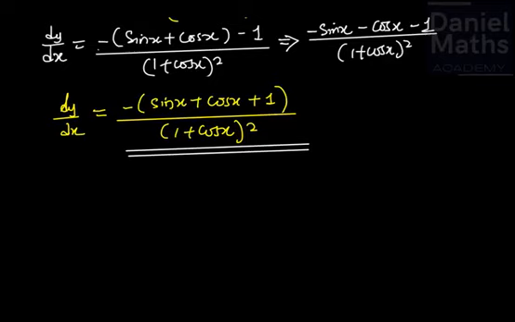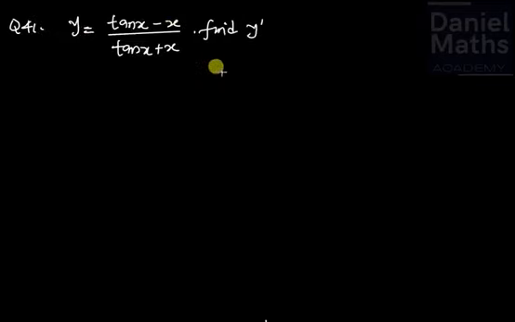Let's look at the next question quickly as we begin to wrap up this section of solving differentiation with trigonometric functions. Now this question tells us that y is equal to tan x minus x all over tan x plus x. In a similar way, this is our function, where this is our u, and this other part is our v. So the numerator is our u, and the denominator is our v.